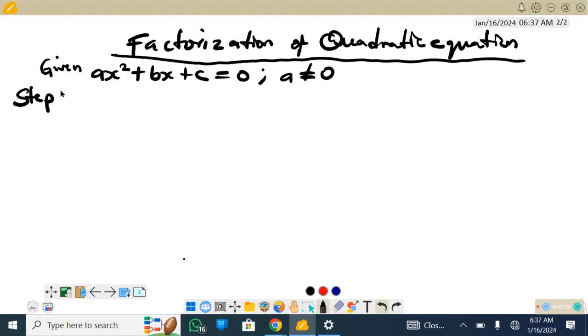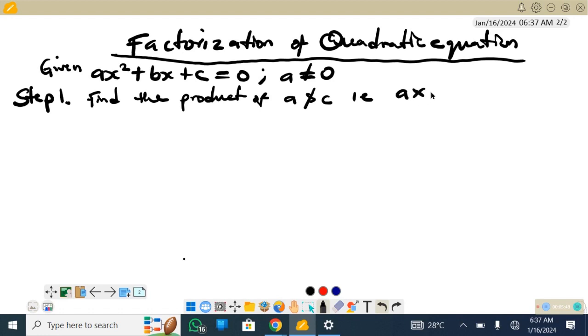So step 1, find the product of a and c. That is a times c. So let's assume that it's going to give us ac. That's the multiplication of the two numbers. The a is the coefficient of s squared, b is the coefficient of s, and c is the constant. We have done a lot of explanation of this in our video on factorization of quadratic expression. Please do well to check it out.